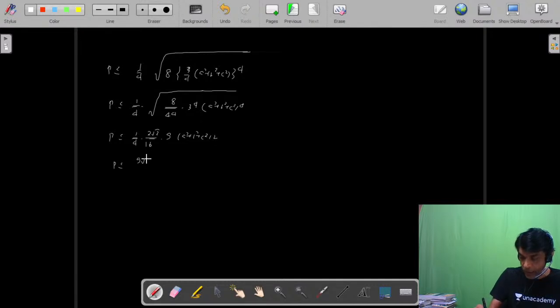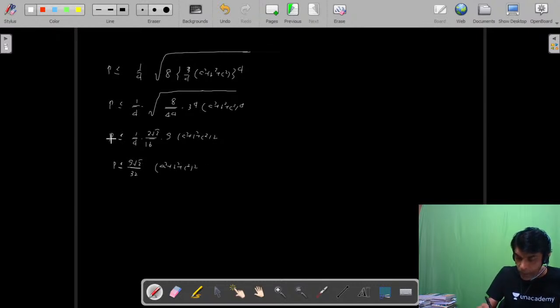So you should get 9 root 2, and you will get 32, times a squared plus b squared plus c squared, whole squared. So you have proved this one, 9 root 2 over 32. 9 times root 2 over 32, which we can write in different ways also. So this we are getting as p.